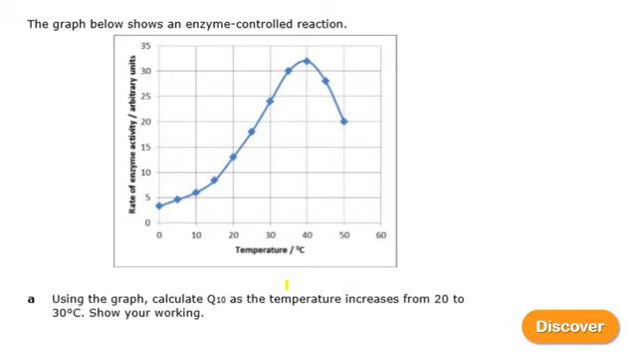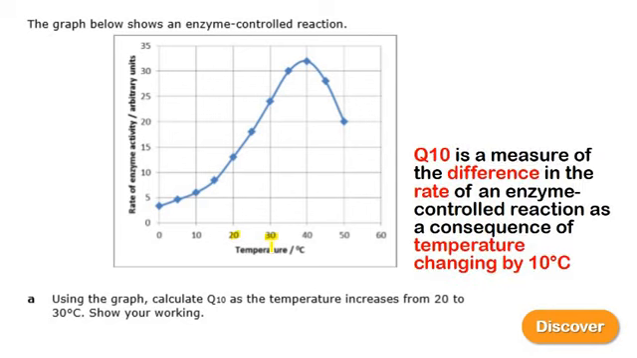This is an exam question that's asking you to calculate Q10 as the temperature increases from 20 to 30. Okay, so this is our temperature, and this is our temperature plus 10. Just to remind you, Q10 is a measure of the difference in the rate of enzyme-controlled reaction as a consequence of changing the temperature by 10. So we start off with our chosen temperature. If we read that off the graph, that should give us about 13. That's the rate at 20 degrees.